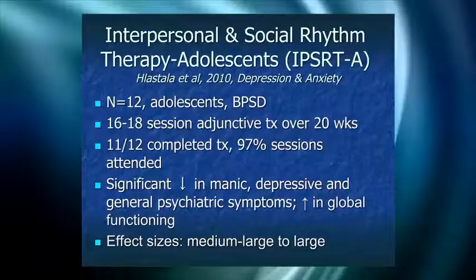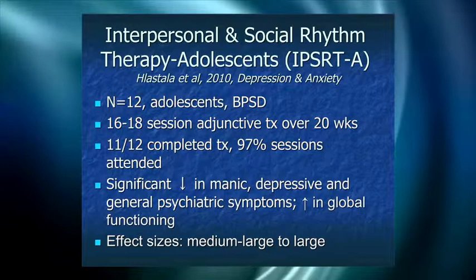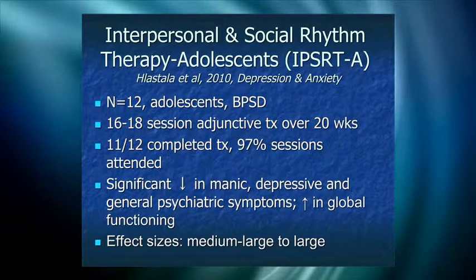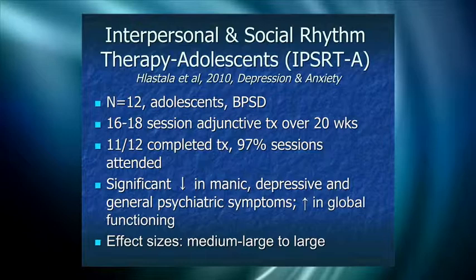Also initially developed at Pittsburgh is social rhythm therapy, and Dr. Ellen Frank really originated that for adults, and Stephanie Halastala worked with her and developed an adolescent modification of that, and has published an N of 12 open label trial of adolescents with bipolar spectrum disorder. And they attended 16 to 18 adjunctive treatment sessions over the course of 20 weeks. 11 out of 12 completed treatment, and they had 97% treatment attendance, which is quite good.